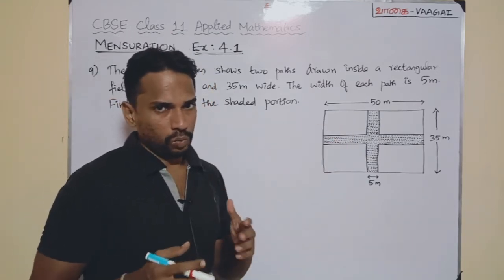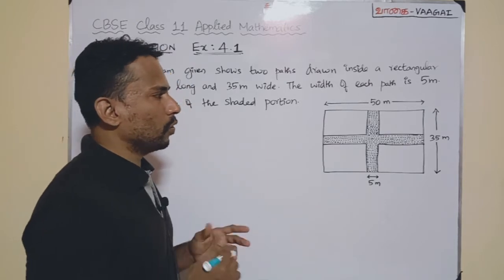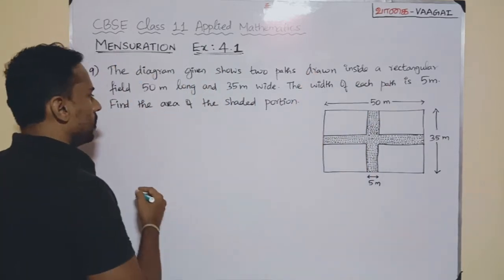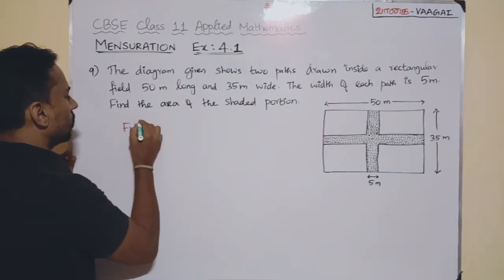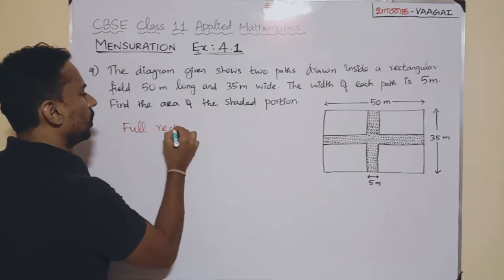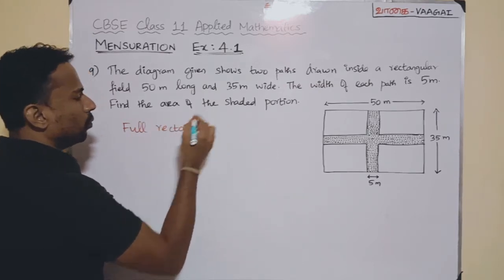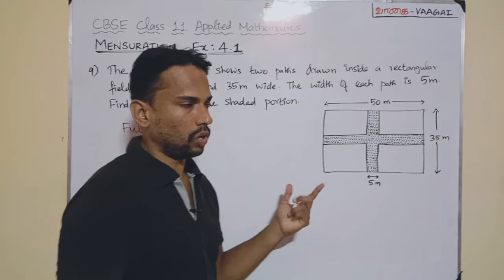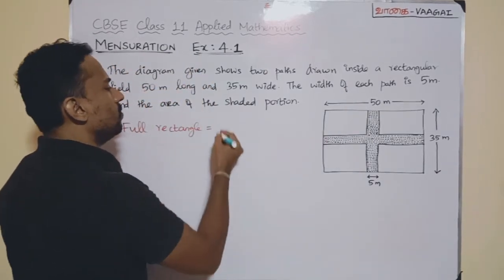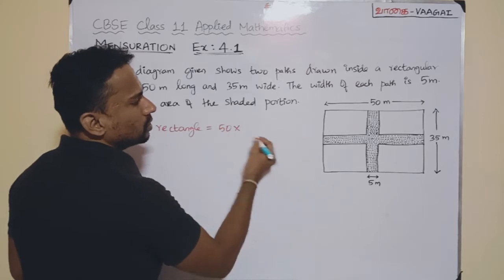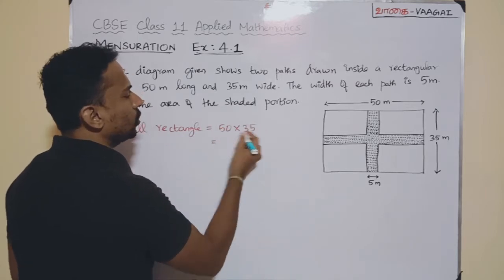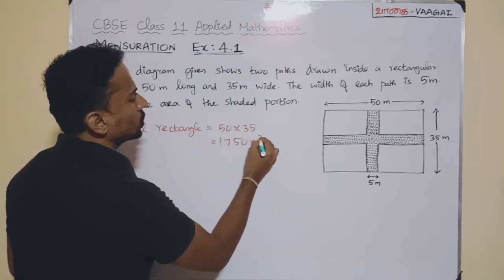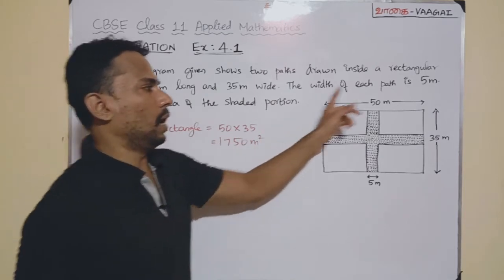See what I'm going to do now. First, I'm going to consider the full rectangle, the full portion. If I want to find the full portion area, I need to find the area of this bigger rectangle. That's all, right? So the bigger rectangle is very simple. Length is 50 into breadth is 35. So 50 into 35, 5 and then 17, so 1750 meter square. This will be the area of the full rectangular field.